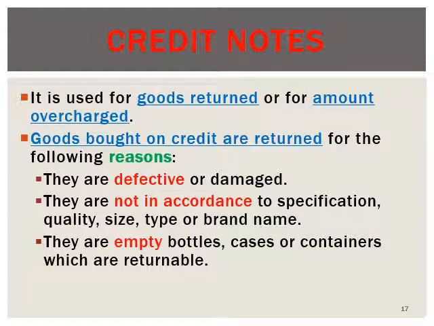Next, we will look at the credit notes. Credit notes are actually used for goods returns or for amounts overcharged. The goods bought on credit are normally returned for the following reasons. First, maybe they are defective or damaged. Second, they are not in accordance with the specifications, quality, size, type or brand name. And then, maybe they are empty bottles, cases, or containers which are returnable.